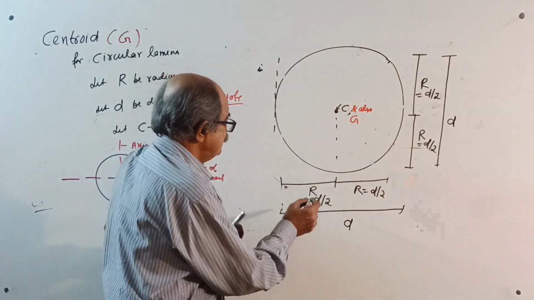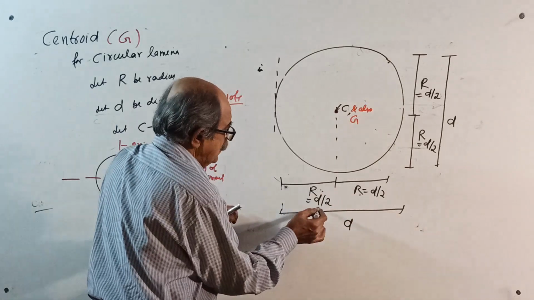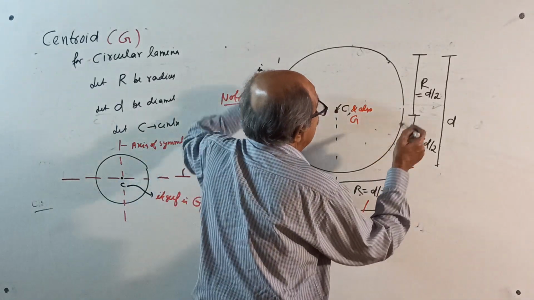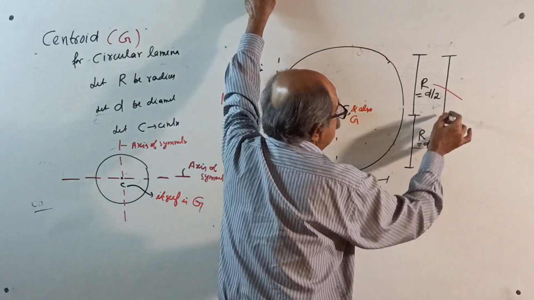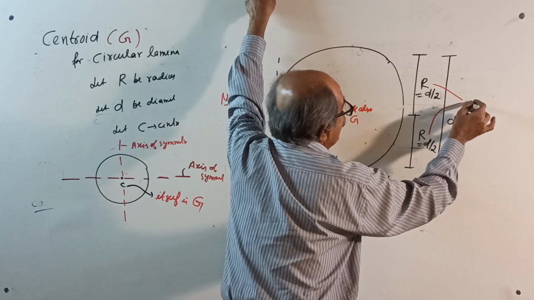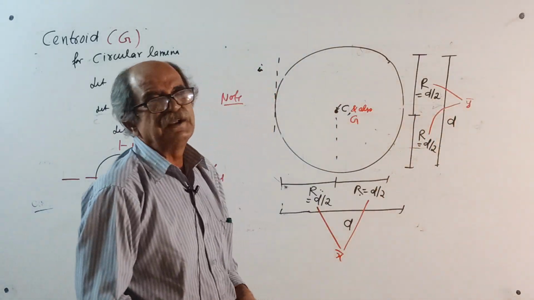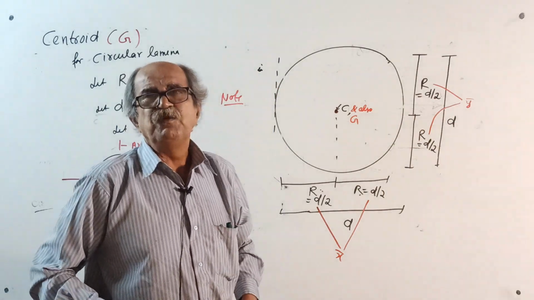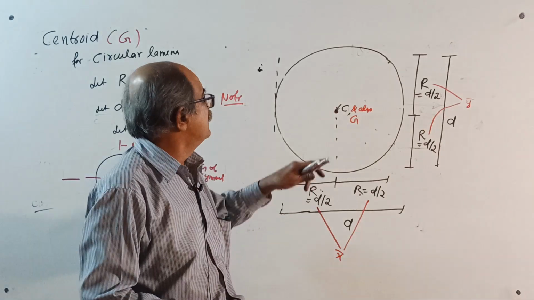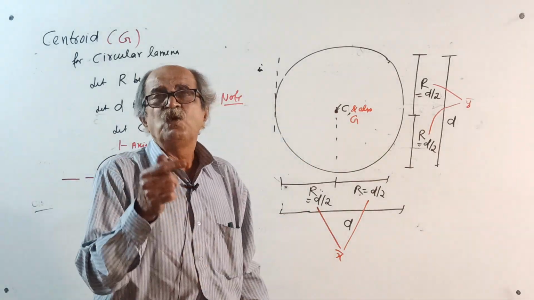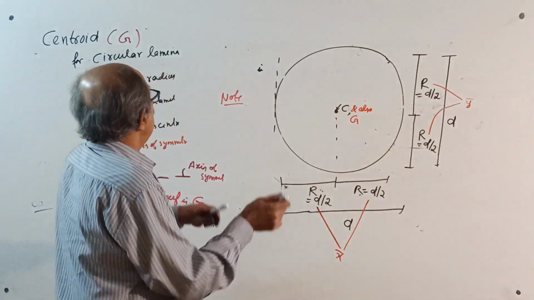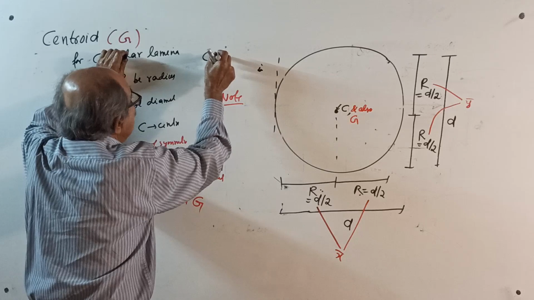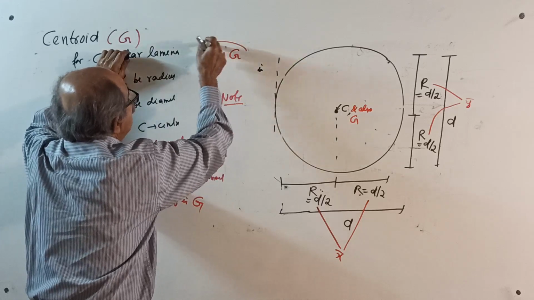So these two will become your x bar, and from the extreme end, these two will become your y bar. Crystal clear, so easy. Remember, the centroid for a circle will be exactly at the center. It will coincide with the center. So if you call the center C, that itself is the centroid G for a circle.